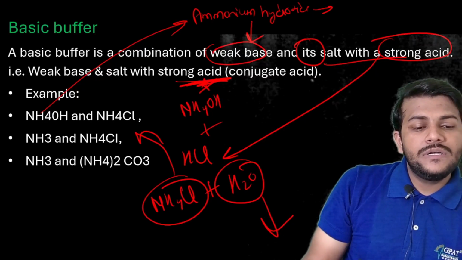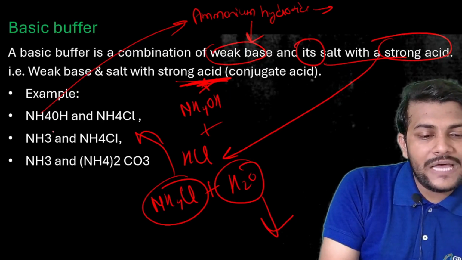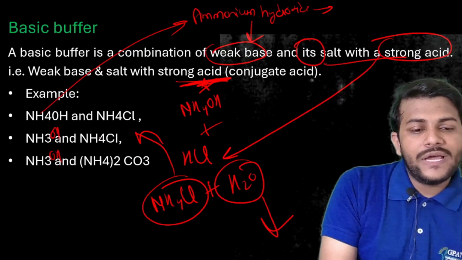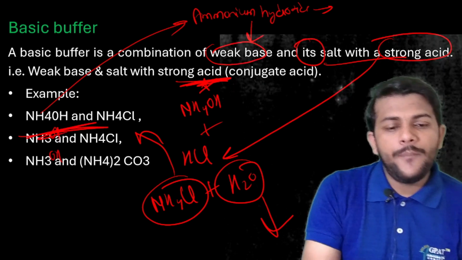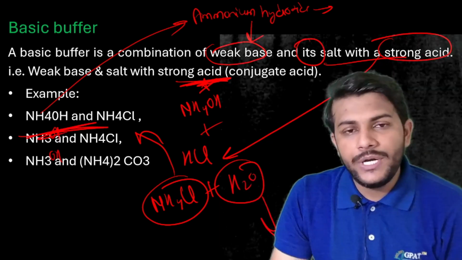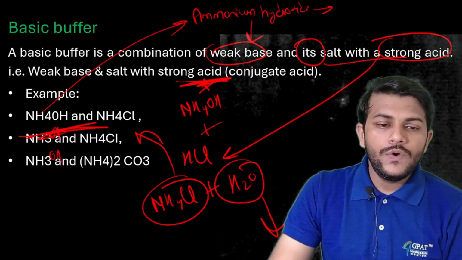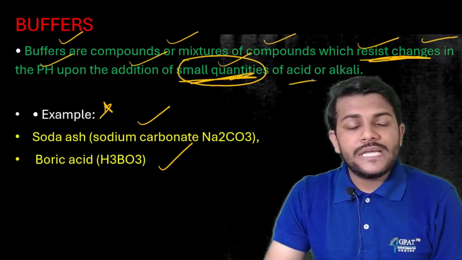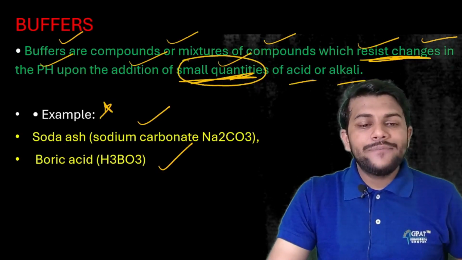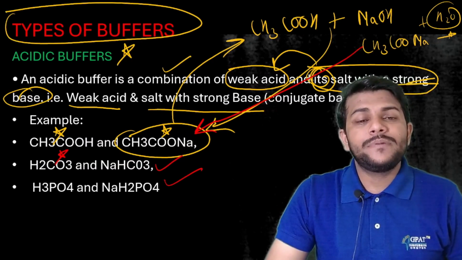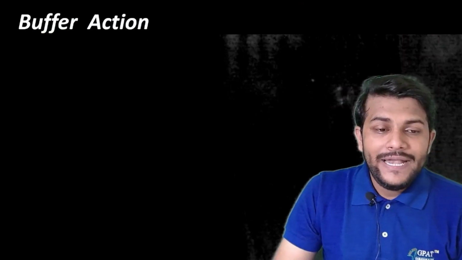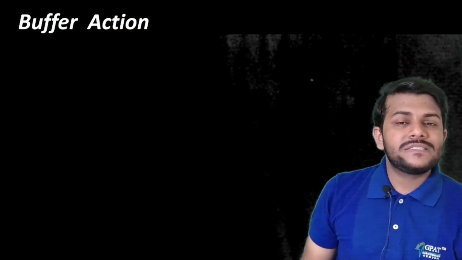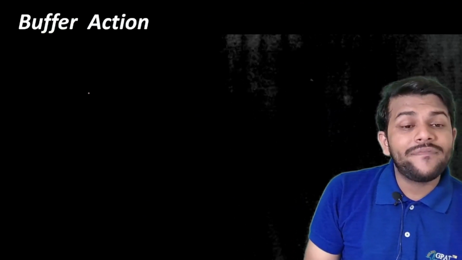In the same continuation, we have ammonium hydroxide and ammonium carbonate also. Got it? So this is about the concept of the buffer and types of buffer. First we have the acidic buffer, then the basic buffer. Next we have the buffer action. What is buffer action?